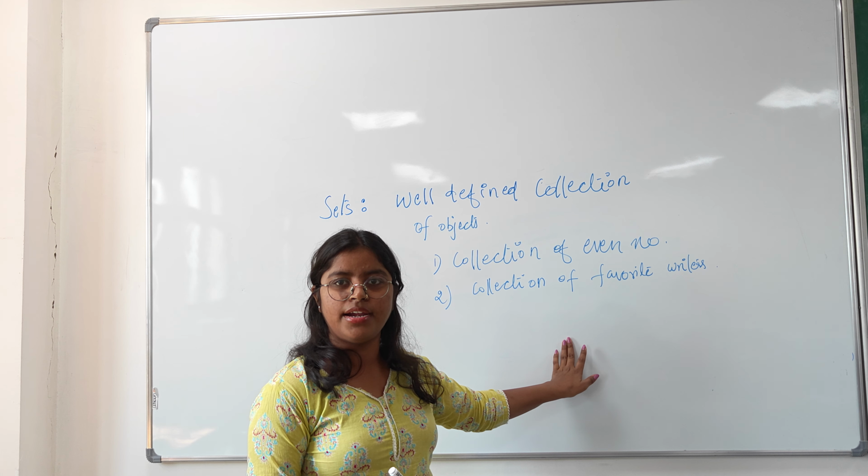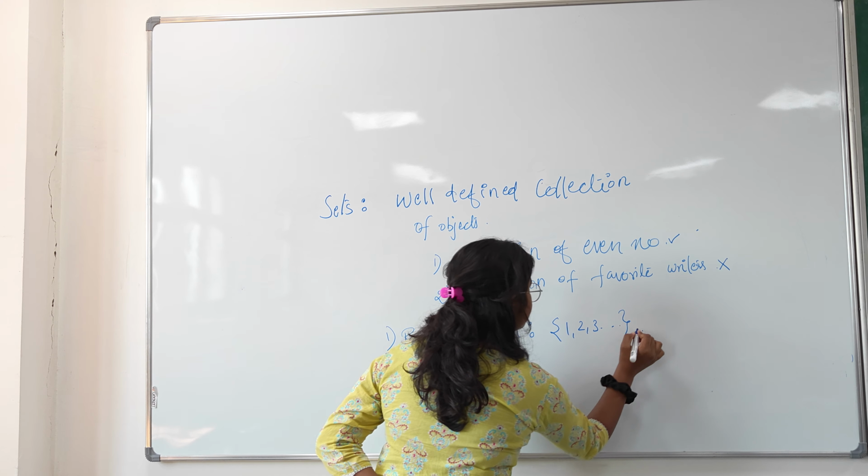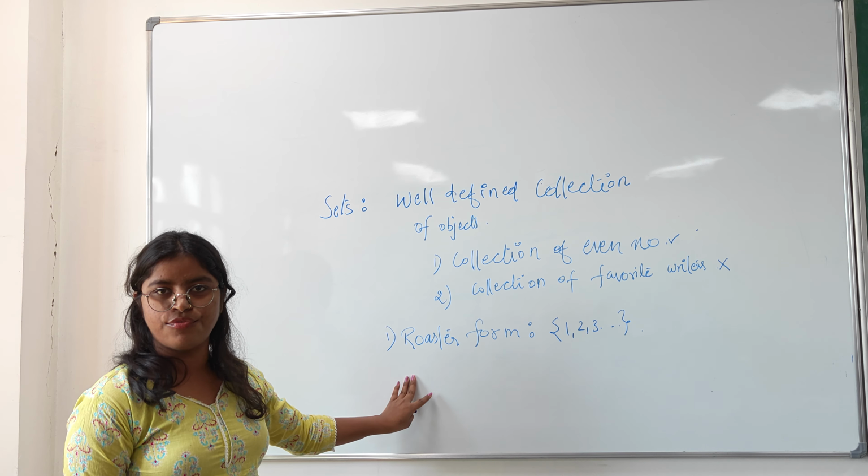So this is the basic definition of sets. Now we will understand the representation of sets. The first form is the roster form. In roster form, we present elements with commas in curly brackets. For example, a collection of the natural numbers will be represented like this: 1, 2, 3, and so on. This is the roster form.